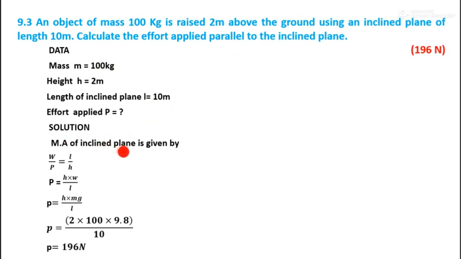Now solution. The mechanical advantage of the inclined plane is given by load divided by effort, which is equal to length of inclined plane divided by height. Now we will find P by cross multiplication: H multiplied by W, divided by L, so P is equal to H multiplied by W divided by L.